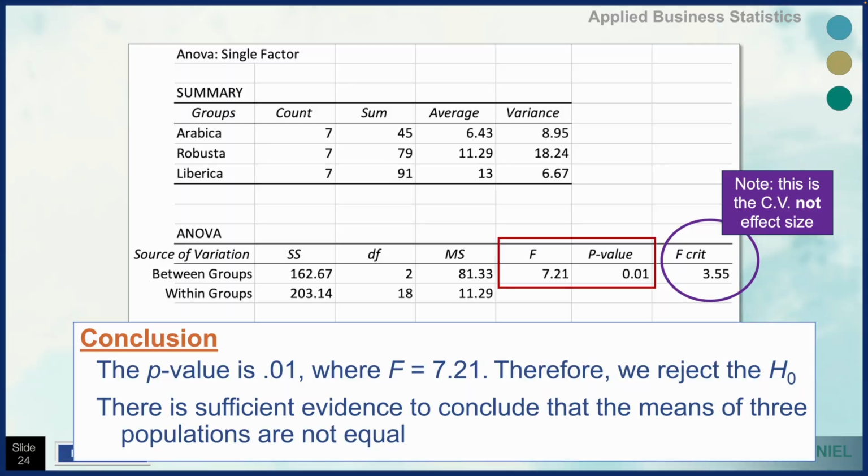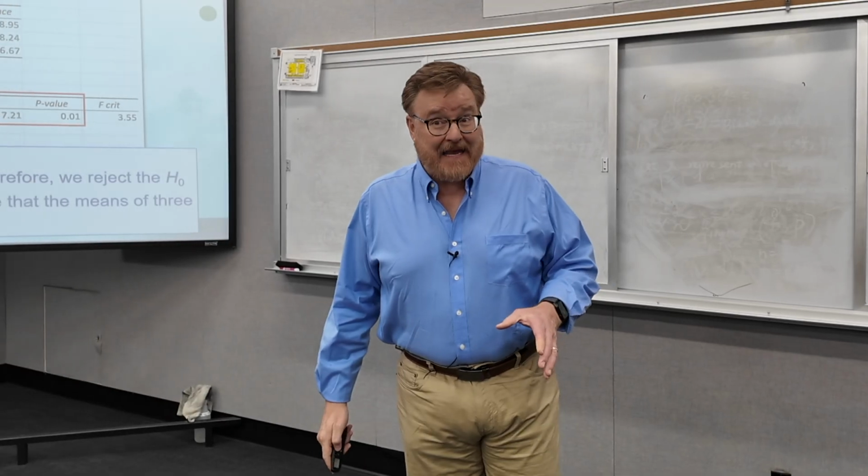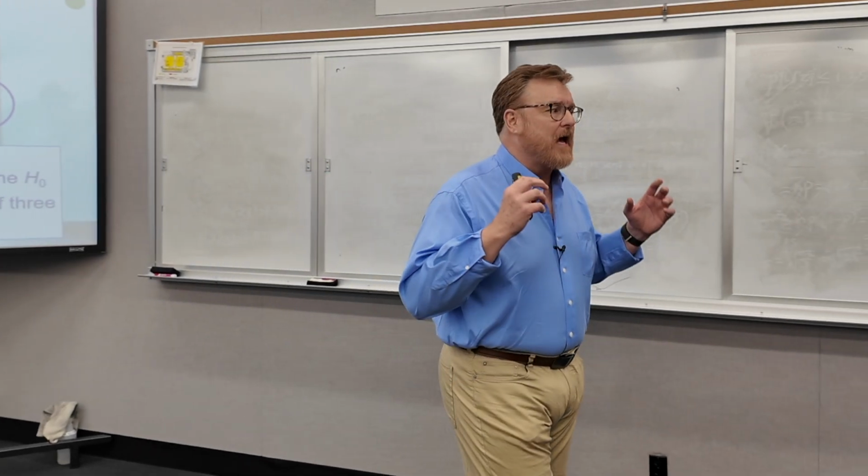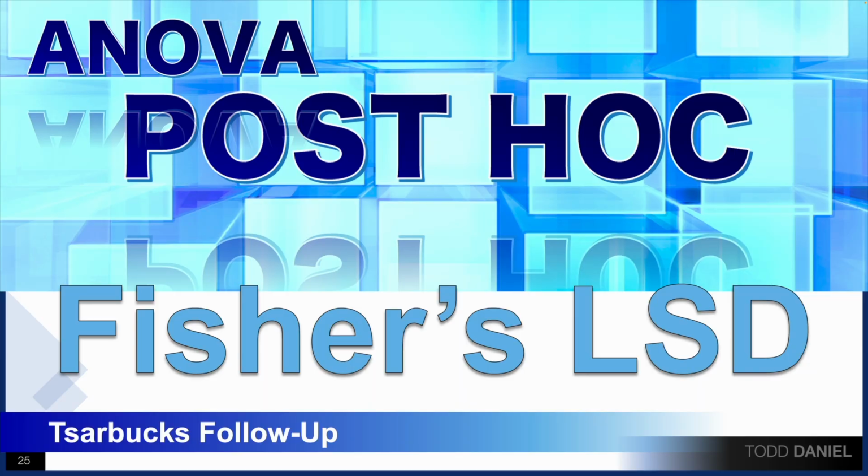There is a statistically significant difference among the yields for the 3 types of coffee beans that we have selected. There are differences, and we need to find where those differences lie. And for that, we're going to need to do a post hoc test. The type of post hoc test that we're going to do is one that is suggested by our textbook, and it's called Fisher's LSD, the least significant difference.